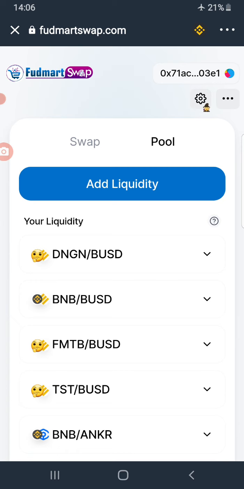Today's video, I want to explain what liquidity mining program is all about, because I know for a fact that most of you guys don't understand it. So I'll try my very best to explain it in layman's terms. So what is liquidity mining? What is liquidity mining program?